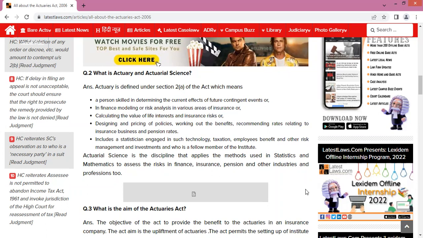Now, designing and pricing of policies, working out the benefits, recommending rates relating to insurance business and pension rates. That day I told you, to become an insurance professional, you have to prepare yourself. N number of trainings are there, n number of calculations are there. Nowadays, courses are coming regarding insurance, data analysis, and all. So you have to analyze the data.